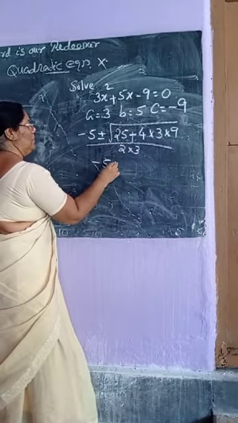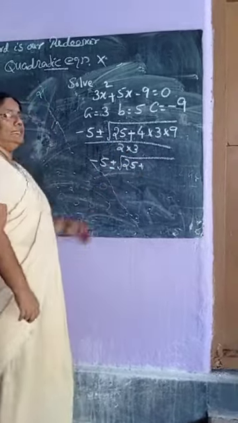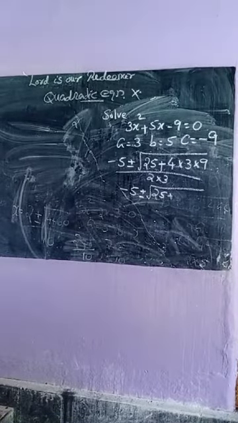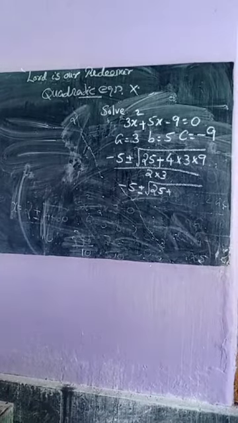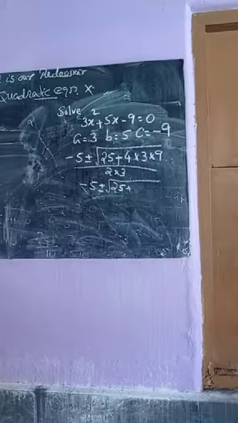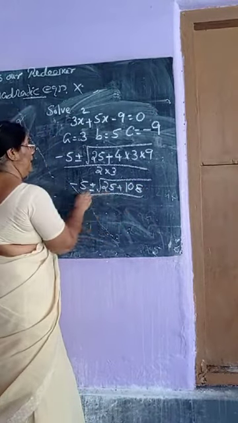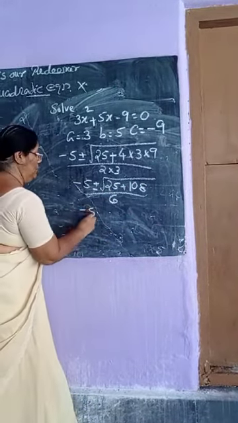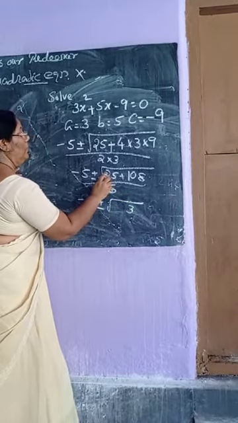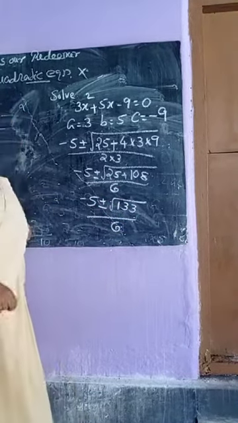Minus 5 plus or minus root of 25 plus, what's the answer? 4 into 3, 12. 12 into 9, 108, isn't it? 108, the whole by 6. That is minus 5 plus or minus root of 25 plus 108, 133, the whole by 6.